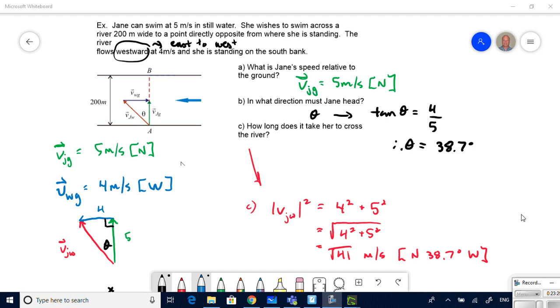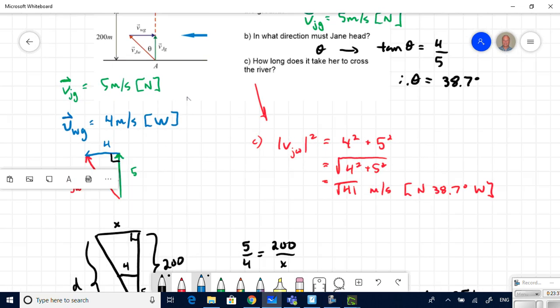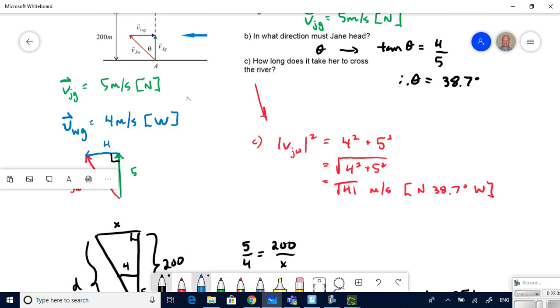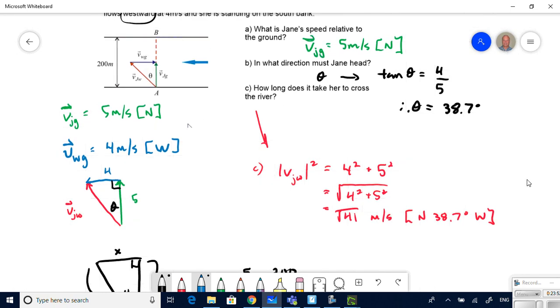B is the angle on the diagram. I used the black marker for that. That's just a simple little triangle here. We can use the tan ratio for that. So tan of theta is equal to 4/5. Inverse tan of 0.8 gives me 38.7 degrees for theta. That's how much she's going to be knocked off course if she doesn't account for it.